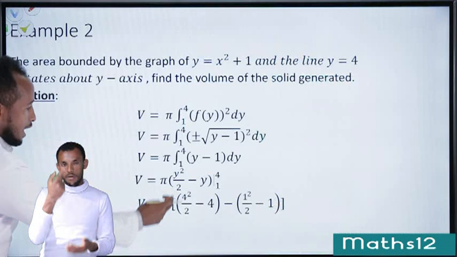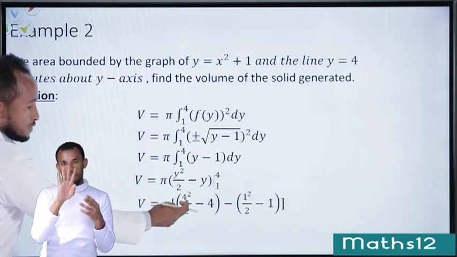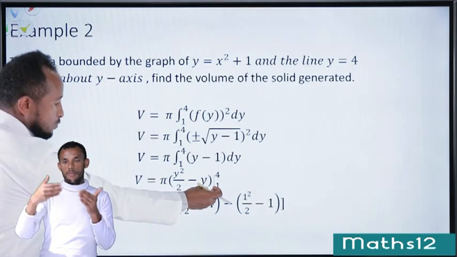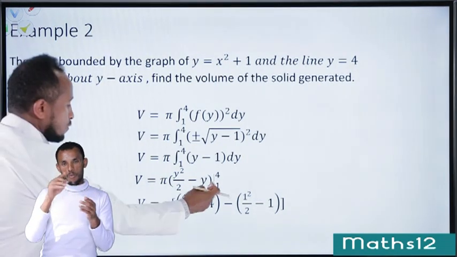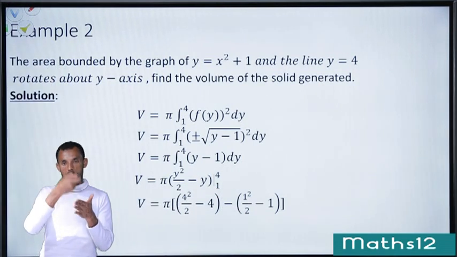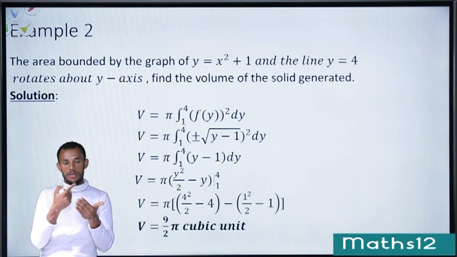You will have this one, pi times, when you put 4 here, 4 squared over 2 minus 4, then minus, again you put 1 on this. So 1 squared over 2 minus 1. So this is the result. So after simplifying this, you'll have this answer.